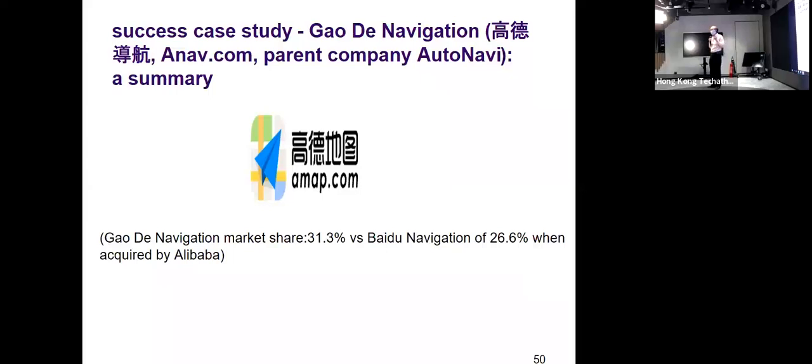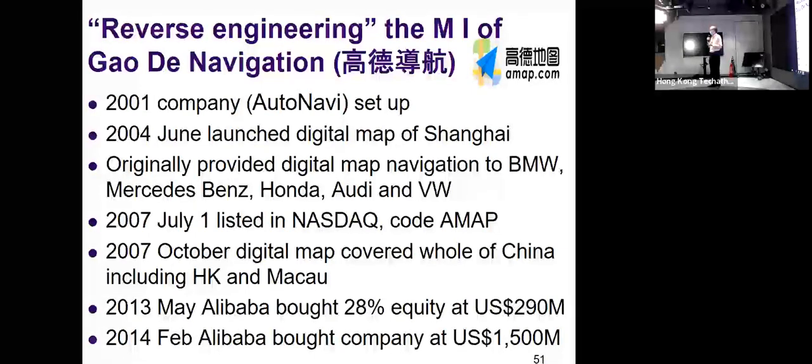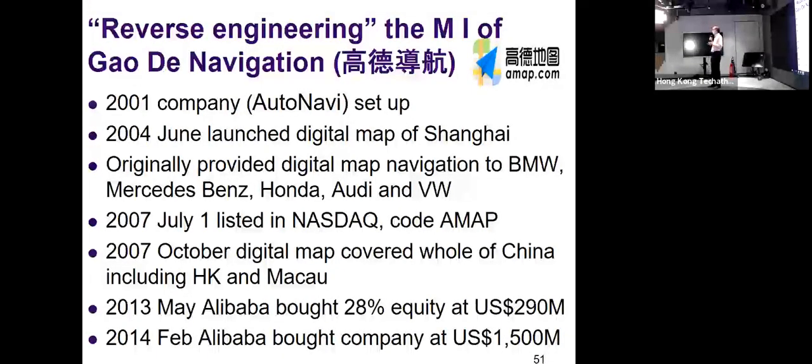Okay, let's have a summary of the success of Techathon. Now, when Techathon was launched, it was called Techathon. Now it is called Techathon. It's a map. This is the statistics from about 2 years ago: the Techathon map got 31% market share versus the competition of Baidu at 26%. Techathon, actually, when they launched, the company was set up in 2001, and they launched in 2004.